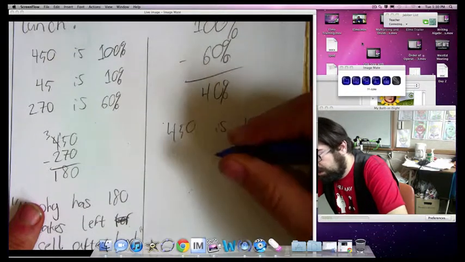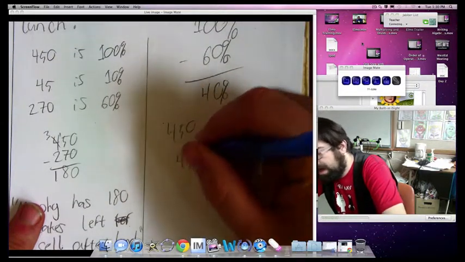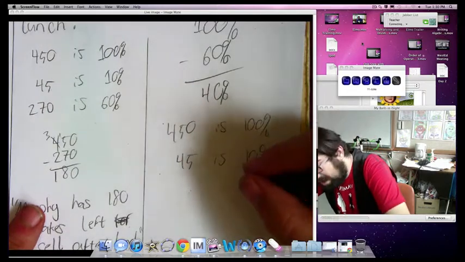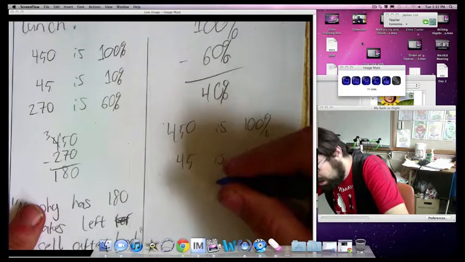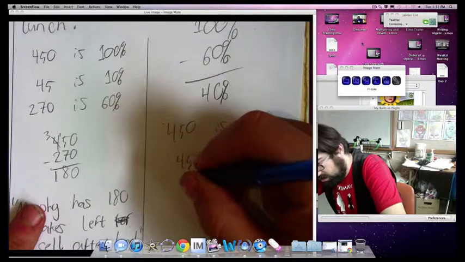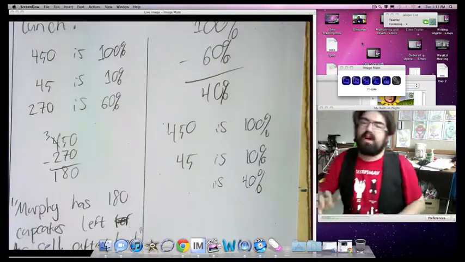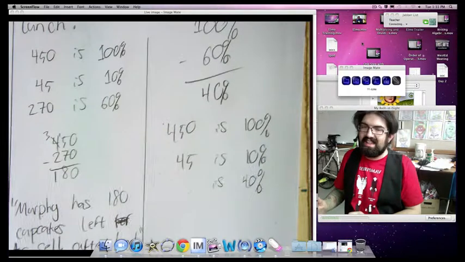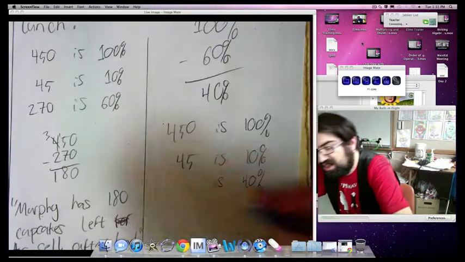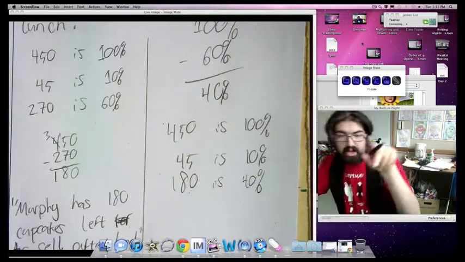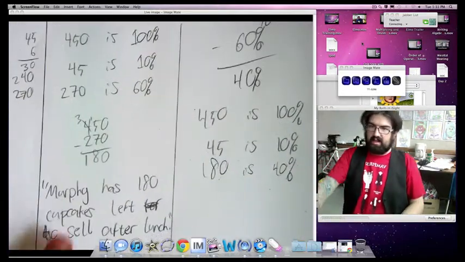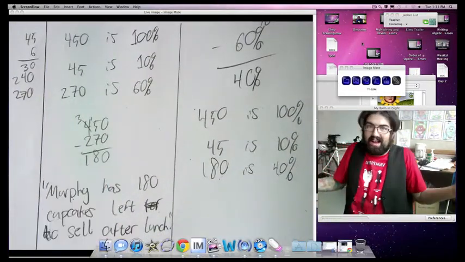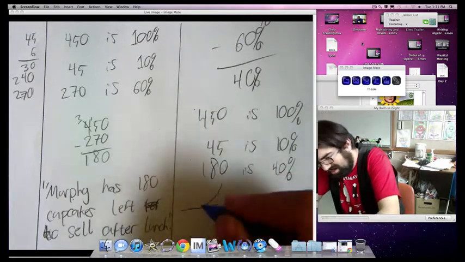We know 10% is 45 from the other way. Instead of 60, I'm looking for 40. So I'm going to times that by 4. 45 times 4, let's see. 45 times 2 is 90. 90 times 2 is 180. Check my math on that. Never mind, I got it right here. I know it's 180. I'm correct.